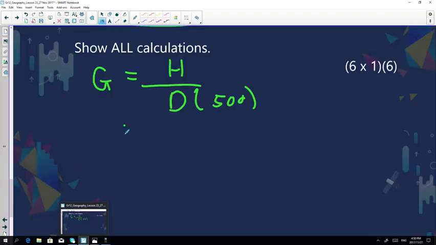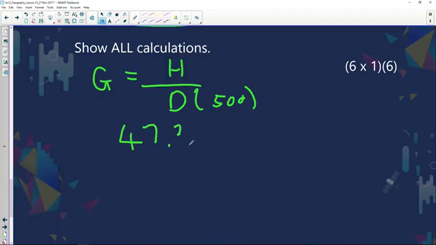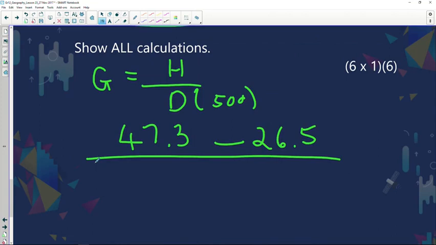We want to see what the height difference is between the one trig beacon and the other. And how do we do that? You just subtract. So in this case, 47.3 subtracting 26.5. And then you measure the distance with your ruler, like I showed you. You measure the distance between the two of them, and the distance that we got was 5.9 centimeters.